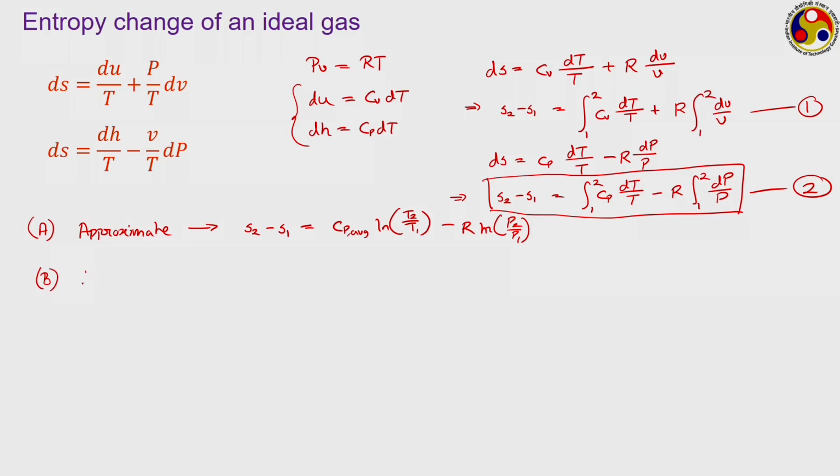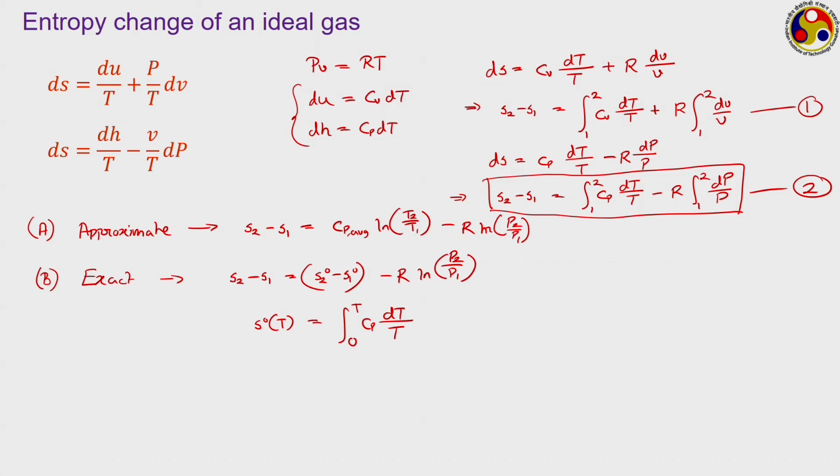And the second approach is the exact approach, where we consider the temperature dependence of Cp while performing the integration, and in that case we represent S2 minus S1 as S2 naught minus S1 naught minus R ln P2 upon P1, where this S naught at any particular temperature is defined as integral from absolute zero temperature to T of Cp dT by T. So, once you know Cp as a function of T, maybe a polynomial equation or some other form, you can perform this integration from 0 to capital T to get the values of S1 naught and S2 naught. Thankfully, standard values of this S naught are available for different temperature levels in any standard textbook.